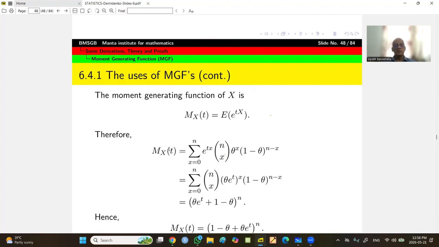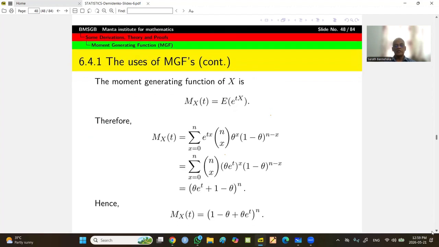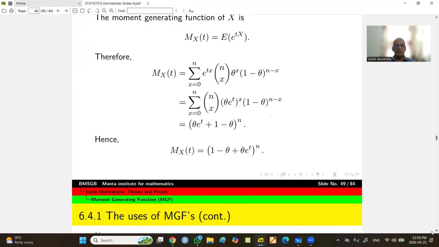So you can see now it is a function of t, and this can be defined. This will exist for any real number t. So therefore, this M_X(t) is given by this expression for any real number t, right? So that is how you get the moment generating function, right? You'll have to use some tricks here. When you look at this, you have to identify that this is actually a term like (a plus b) to the power n, right? Then you can directly write down this, right?